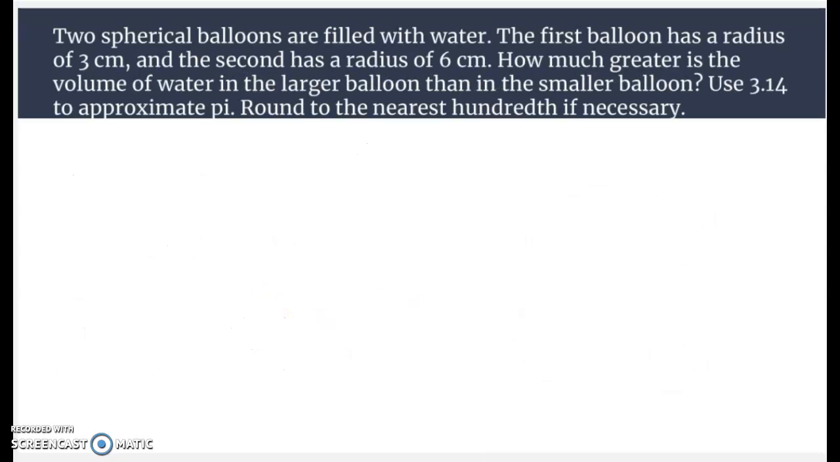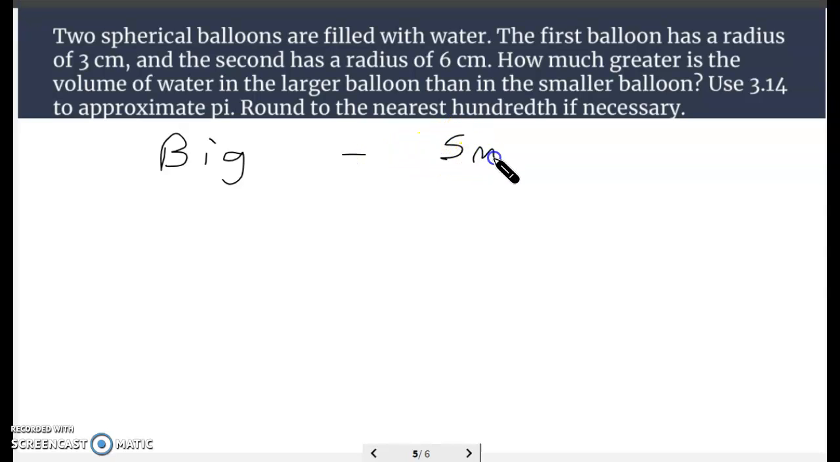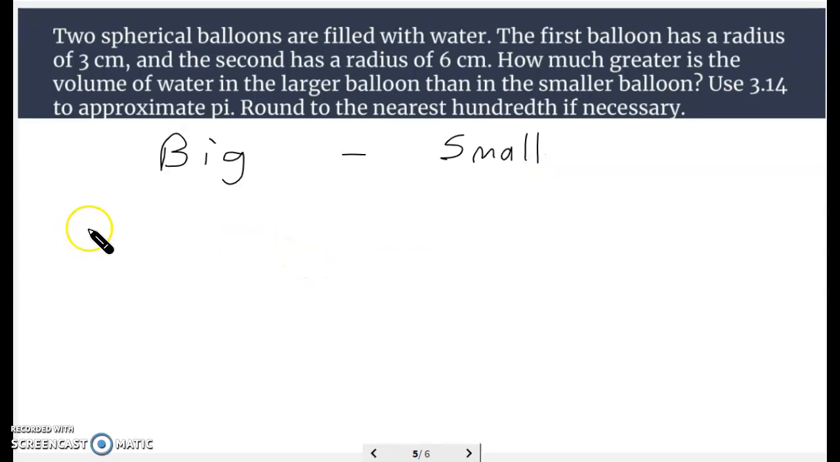Alright, let's look at an application of it. We have two spherical balloons filled with water. The first balloon has a radius of 3 centimeters, second has a radius of 6. How much greater is the volume of water in the larger balloon than in the smaller balloon? We'll use 3.14 for pi, or round if necessary. So basically we need to figure out two volumes. The bigger spherical balloon minus the smaller. If we subtract those two volumes, we will get our answer.